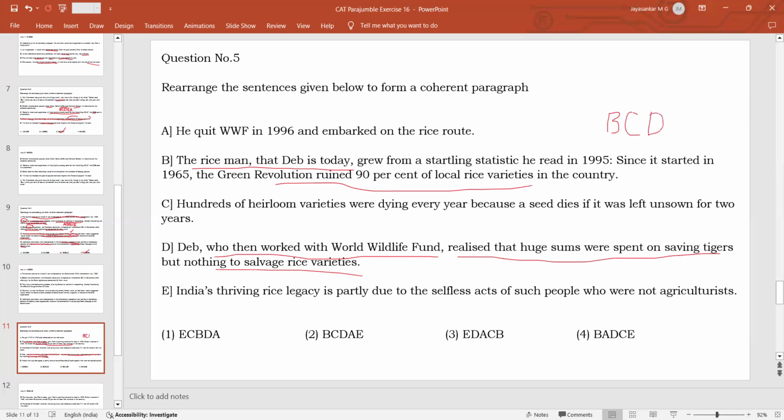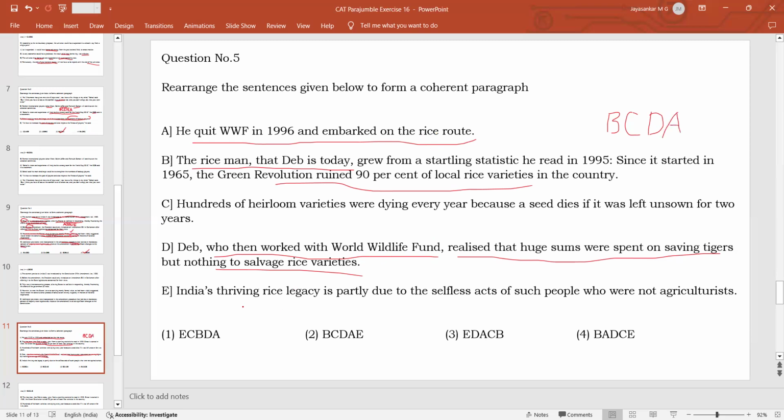Then what? Once he realized that he wanted to do something to protect the rice varieties, he quit WWF in 1996 and embarked on the rice route. So embarked on the rice route, he started pursuing a different career for conservation of local rice varieties. So B, C, D, A will be the sequence.